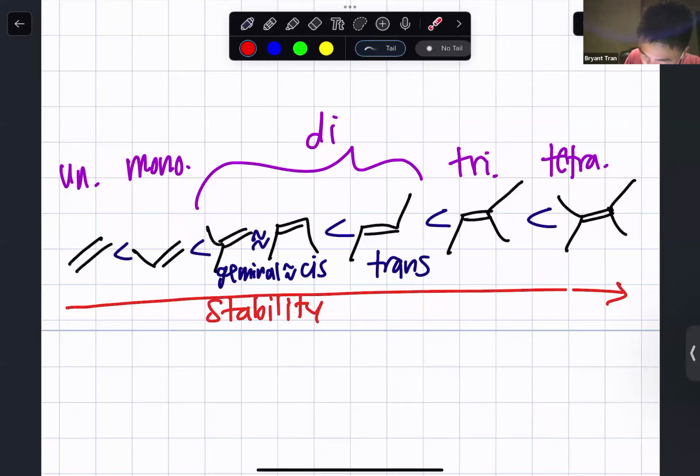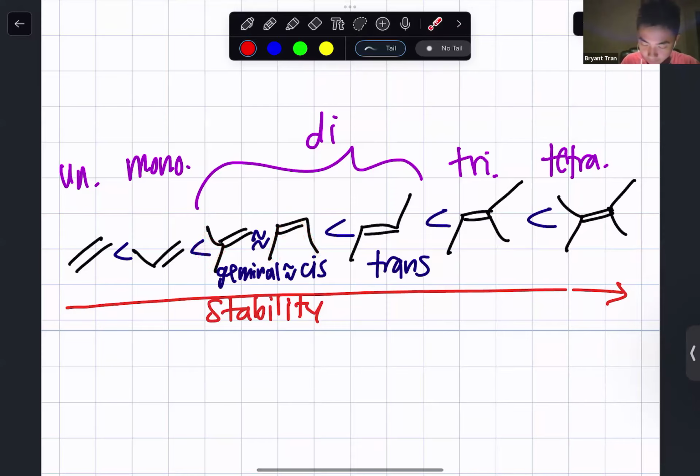Now, the reason why the trans alkene is more stable than the cis and geminal alkenes is because of steric hindrance, right? If you look at these two groups right here, they're facing away from each other as far as possible. They're not going to bump into each other. Whereas in the cis and geminal alkenes, the two groups are so close to each other that they're going to have steric hindrance for both the cis and geminal alkene.